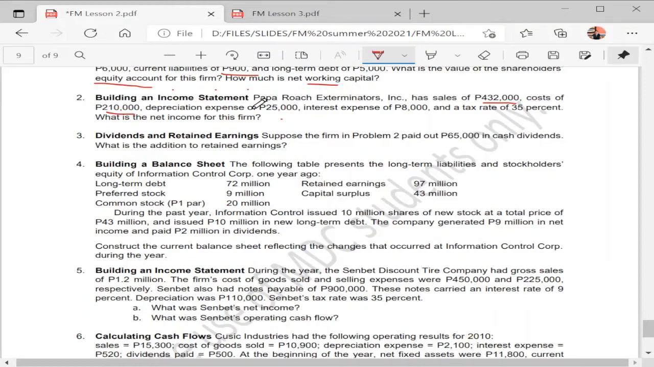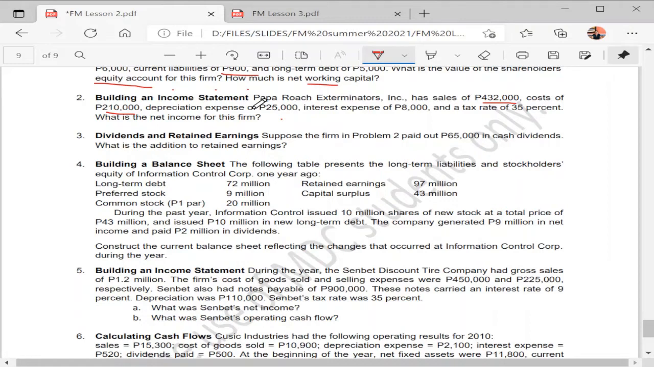Now we proceed to question number 4. Construct the current balance sheet reflecting the changes that occurred at Information Control Corporation during the year. But if you look at the given in the problem, it's not really that complete. What is only presented here is the portion of the liabilities and the equity. So we cannot really complete the whole balance sheet where we can find our assets, the current and the non-current, because what's only available is our liabilities and equity.